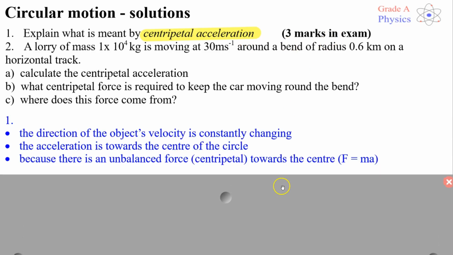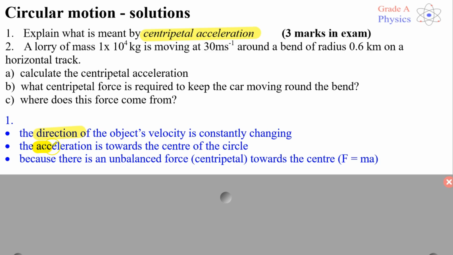So this is based on the notes in the previous video. So 3 points would get you the 3 marks. So the idea of a change of direction. So there's a constant change of the object's velocity, and therefore there must be an acceleration. That will get you 1 mark.